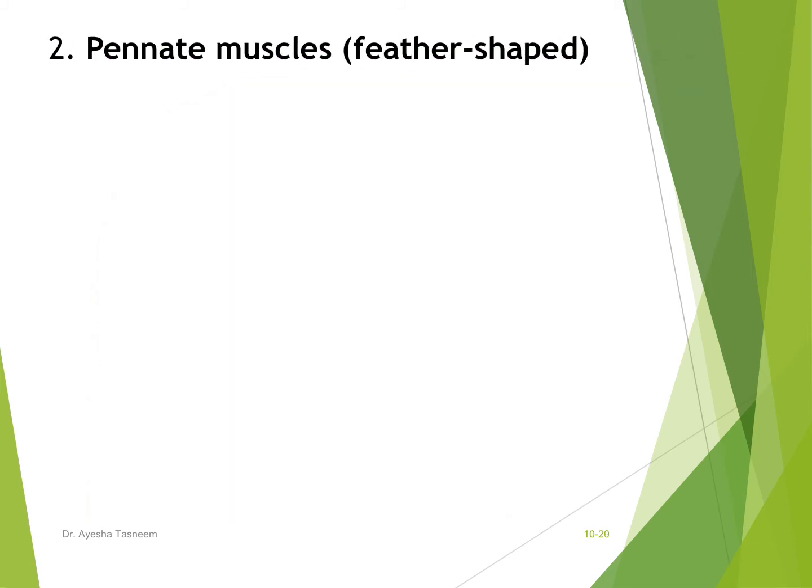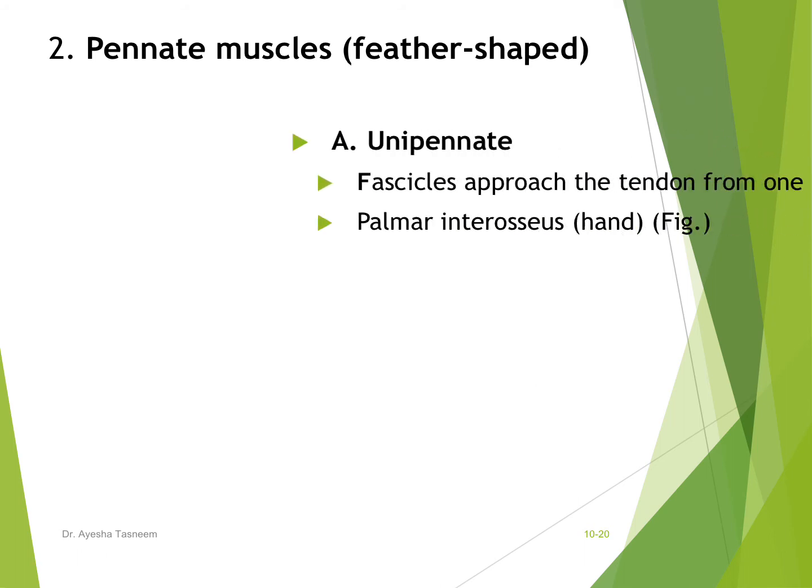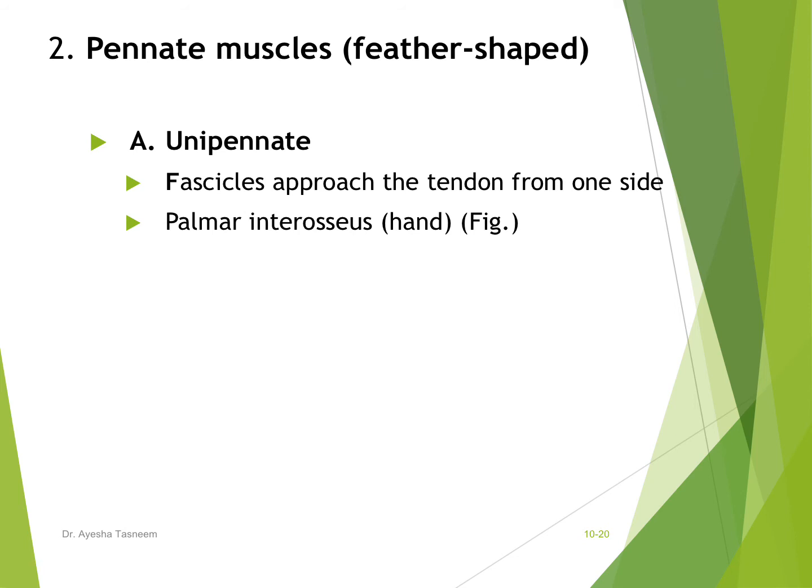Now we come to the second type, that is the pinnate muscle or the feather shaped muscles, that are further classified into unipinnate, bipinnate, multipinnate muscles. Firstly we will do the unipinnate muscles, and here they come. Unipinnate muscles have fascicles that approach the tendon from one side only. The best example is the palmar interosseous.